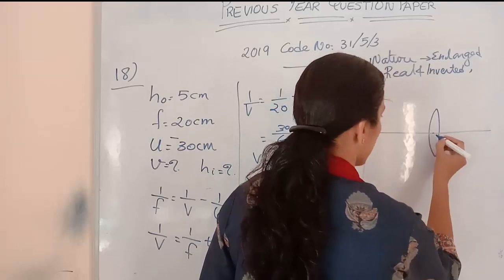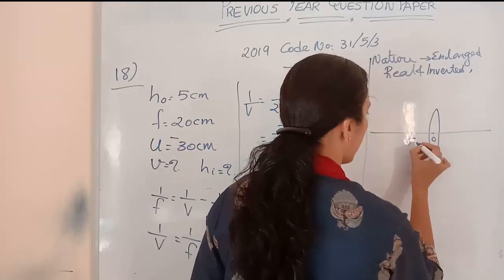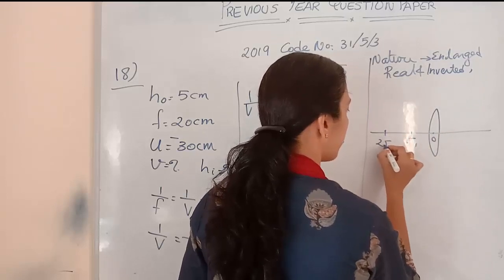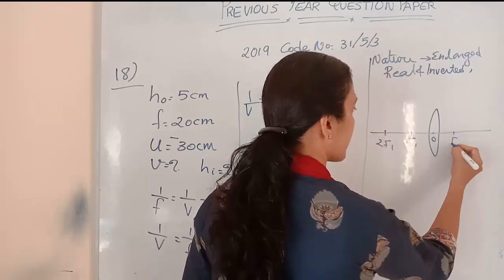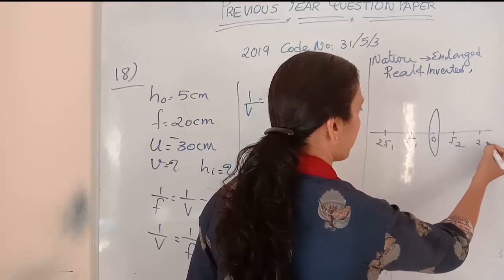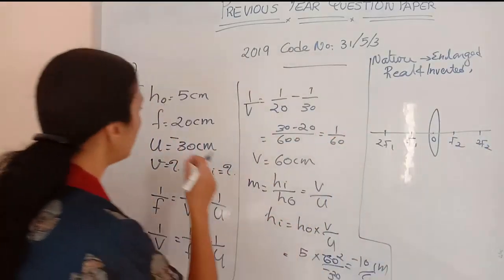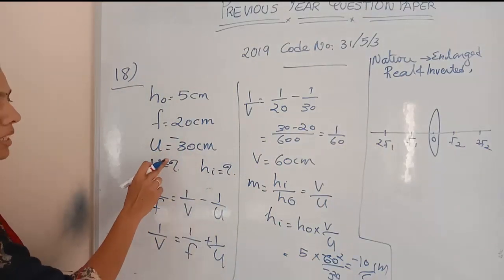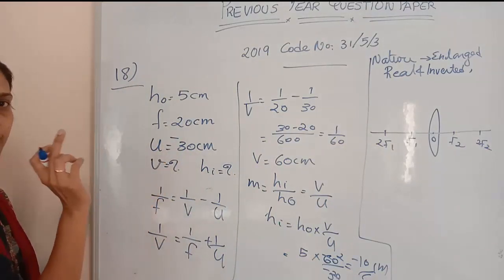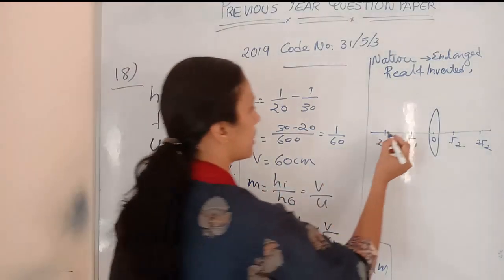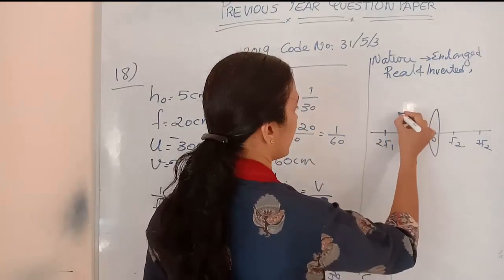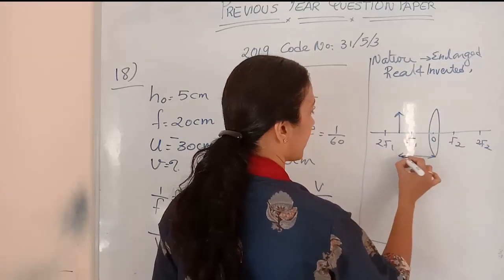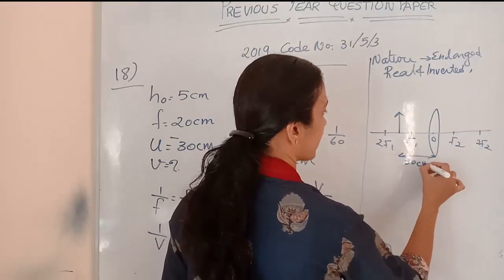Here this is the optic center, F1. In the same way you can take 2F1. Here on the right side, the same distance, F2, 2F2 you can mark here. Now the object is at a distance of minus 30 centimeter. So it will be coming between F1 and 2F1, isn't it? So the object is 30 centimeter. So this distance I am taking as 30 centimeter.